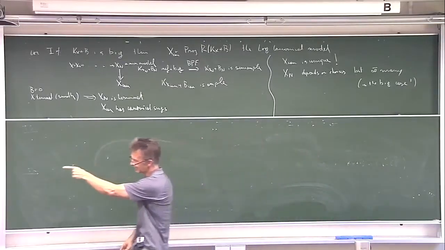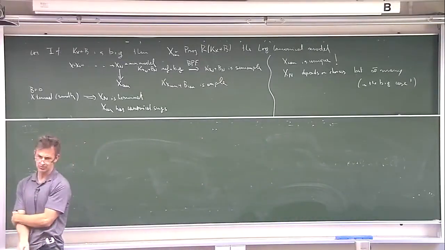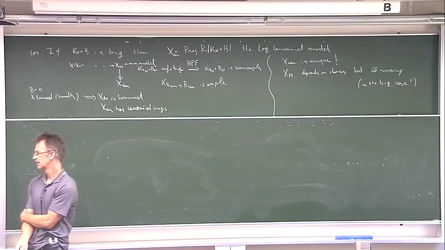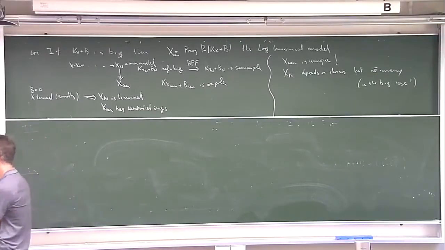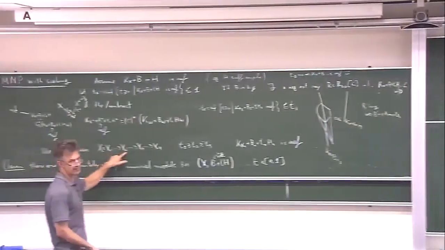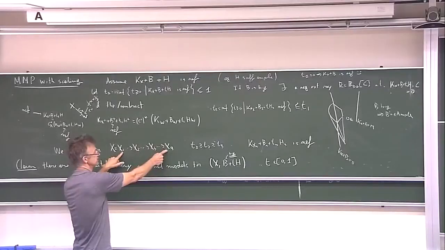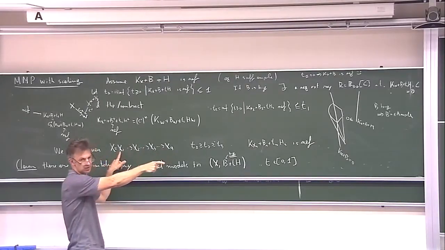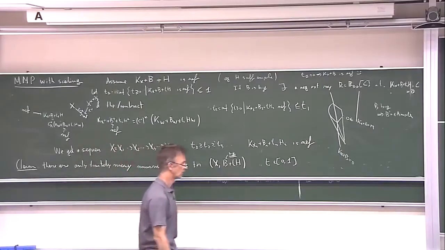If there can only be finitely many possible models in that, then the only thing you have to check is that every time you do a flip, or a bunch of flips, you cannot have two of these actually be isomorphic.